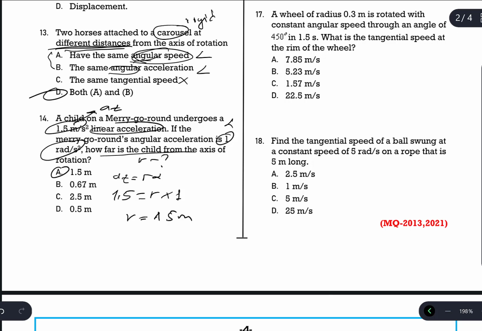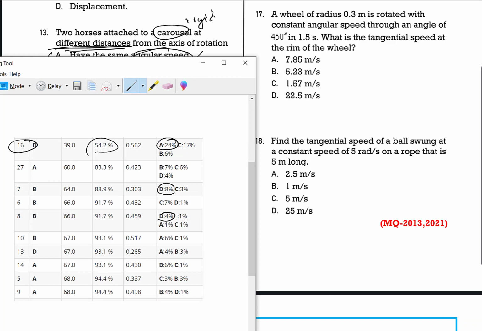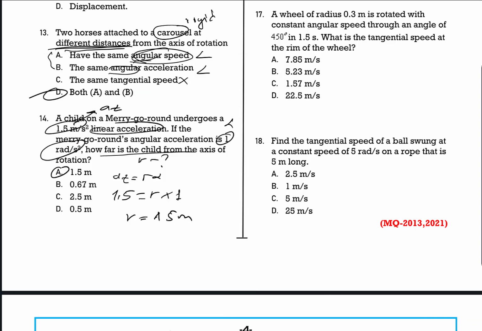So what is the incorrect answer given in question 14? It is B, most probably. How did they get 0.67? They divided 1 radian per second by 1.5, most probably. Because you don't write the equation first, and without the equation you try to answer the questions, so you answer incorrectly.